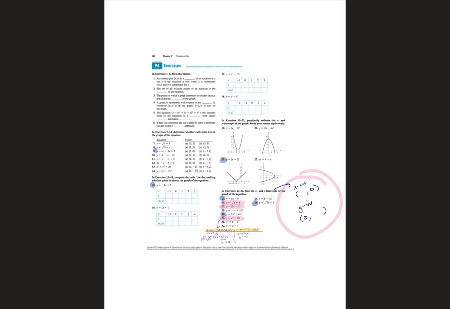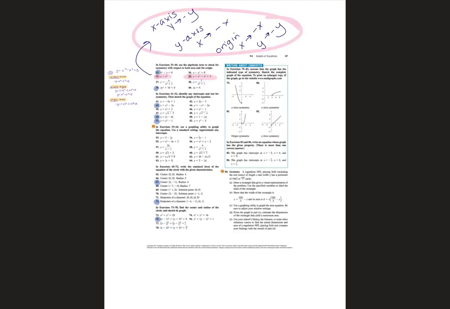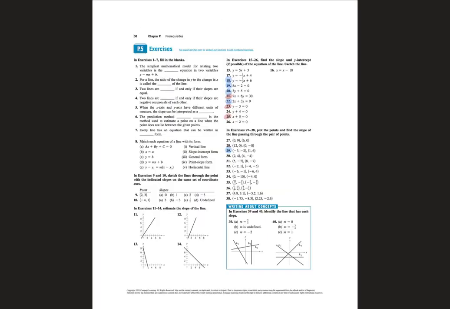And then P4 was where we left off on the review we just did. So P4 is the intercepts, the symmetry, and then P5 was all the lines. Questions?